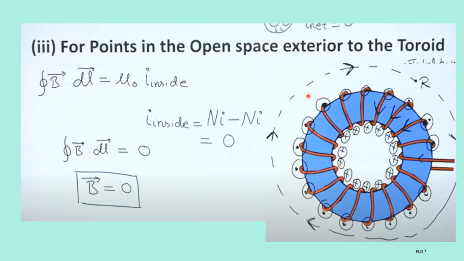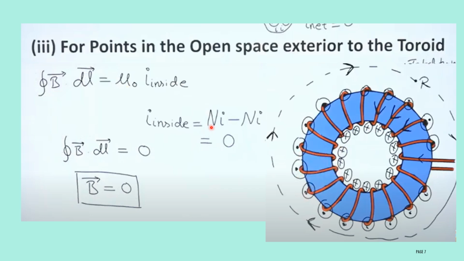Then consider the direction of the loop. Here the direction of the loop will be clockwise. You know there are two types of current: one is positive current and another is negative current. When the direction of the loop is clockwise, the current entering the toroid will be positive, and the current coming out of the toroid will be negative. How much current enters the toroid equals the amount coming out. Then the net current will be 0.